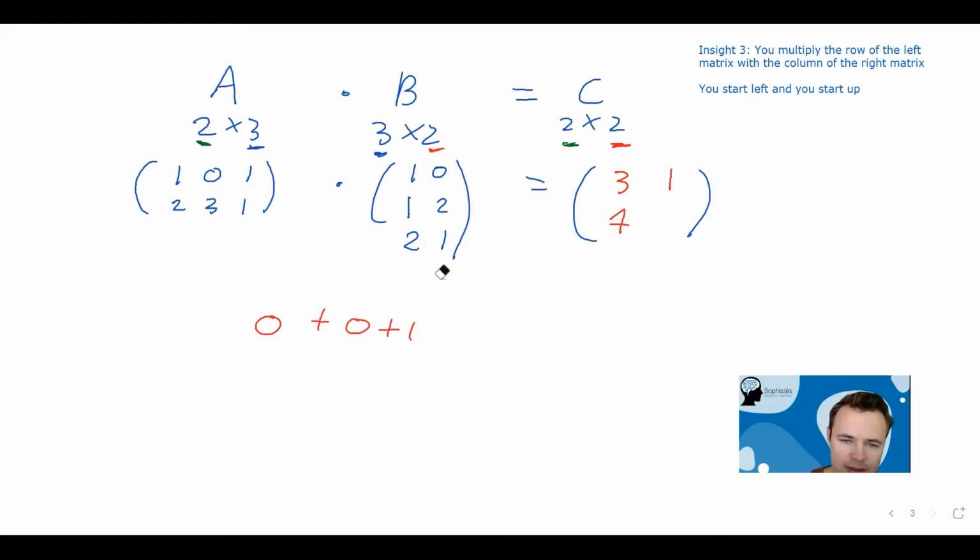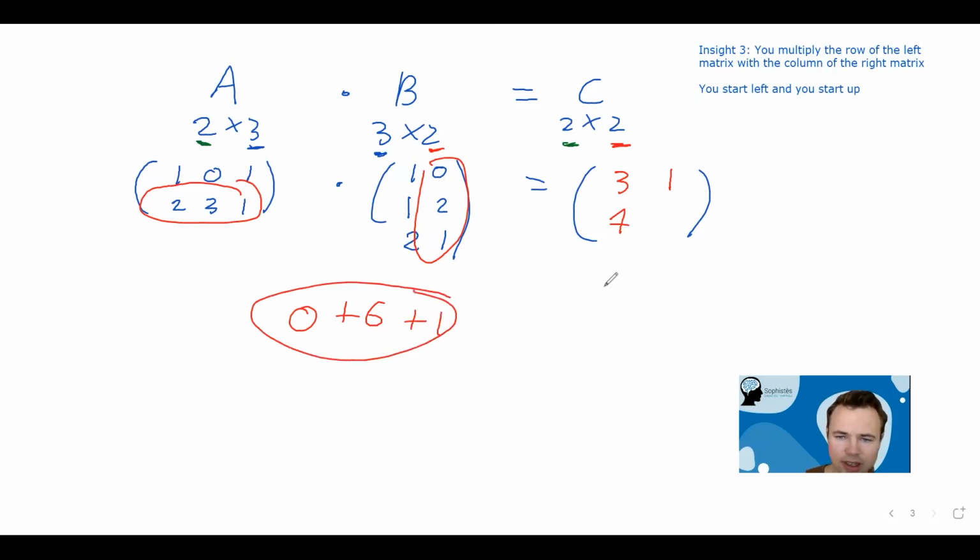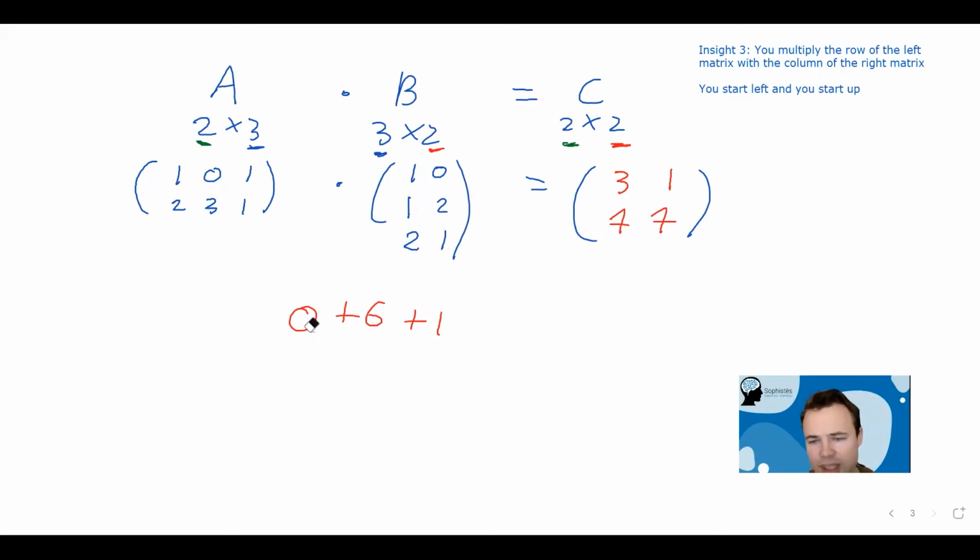Then the last one. This is row 2, column 2. So I use row 2, column 2. 2 times 0 is 0. 3 times 2 is 6. And then 1 times 1 is 1. And if I add this together, I get a 7 here. And that's exactly what you had in the chat. Very good. So that's how you can multiply matrices with each other. Okay. So let's do another example, and then I will let you guys do it for yourself.